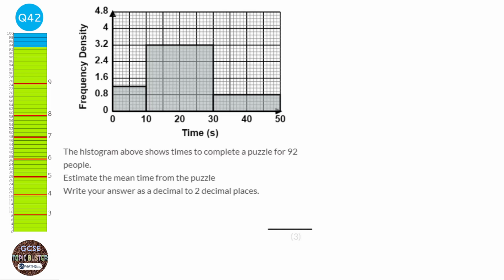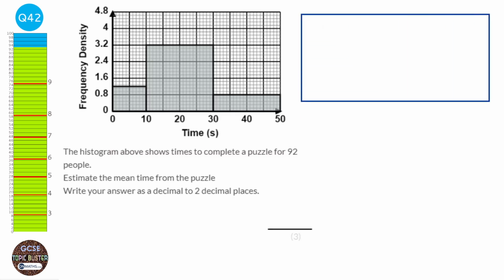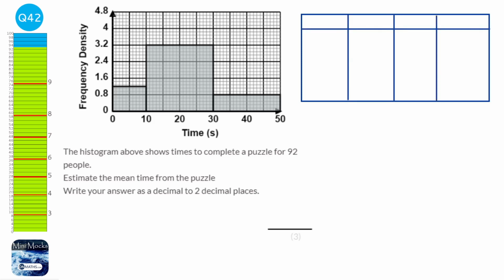We're going to start by creating a table of frequencies from this histogram. And so we are going to need our times, first of all, then our frequencies, and then we can add a midpoint and an fx column as well, which we'll need for later. So our times, then our frequencies, then our midpoints, then we'll do the fx later on. Right. So the first group is 0 to 10.